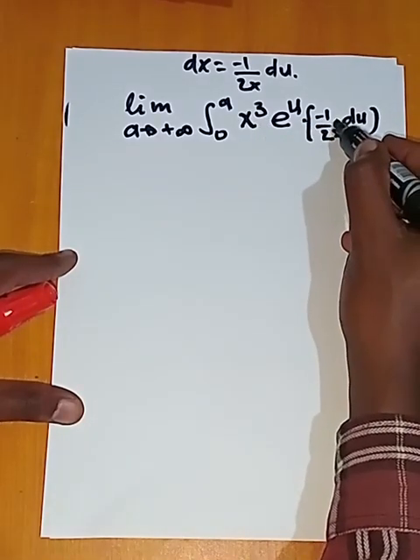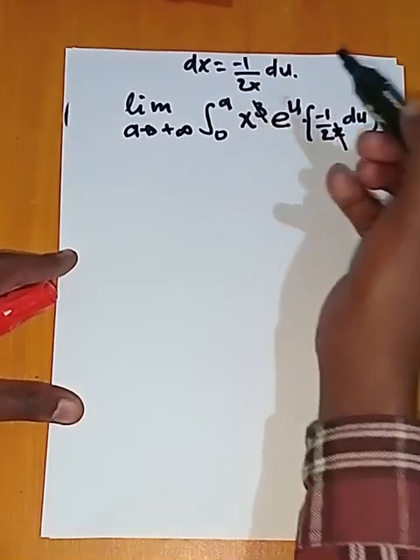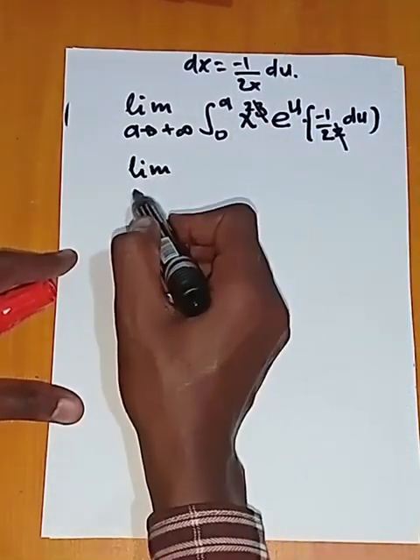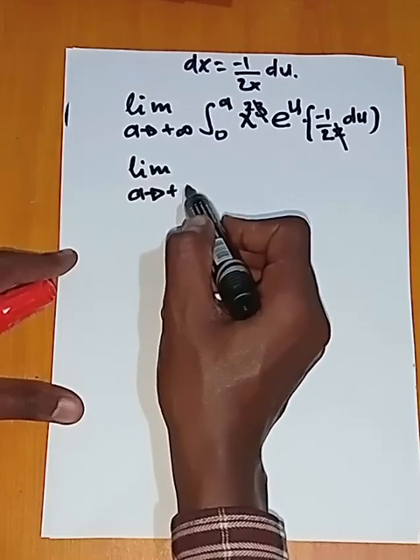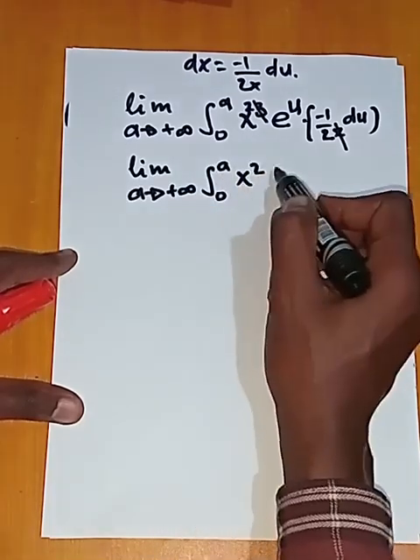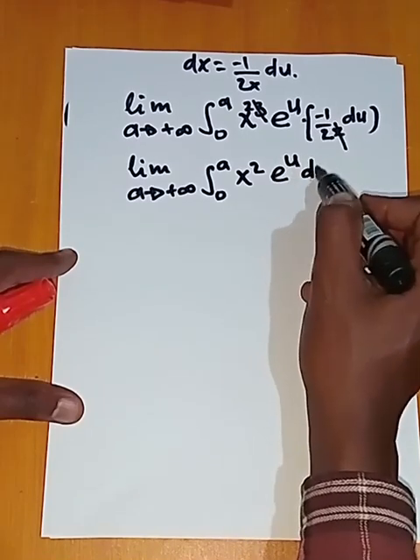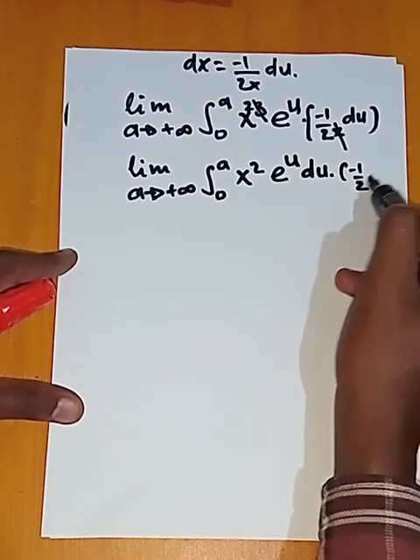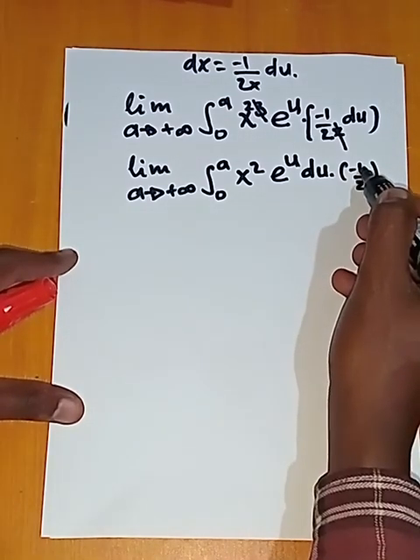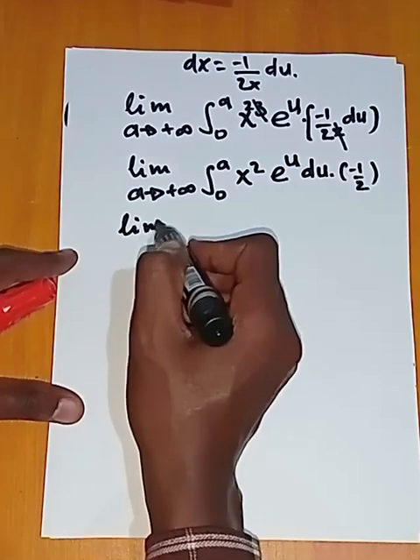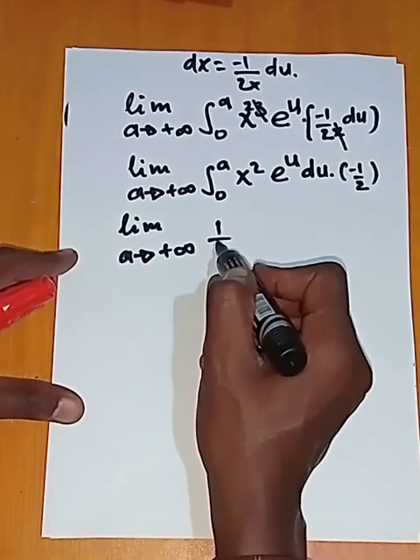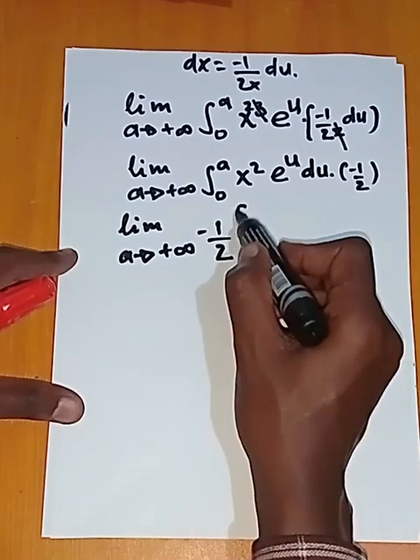Now this x cancels out with the one from the 2x. So we have the limit as a tends to positive infinity of the integral from 0 to a of x squared e raised to u times du times negative 1 over 2. It is still clear, right? I can take this negative 1 over 2 out front, since it is common.